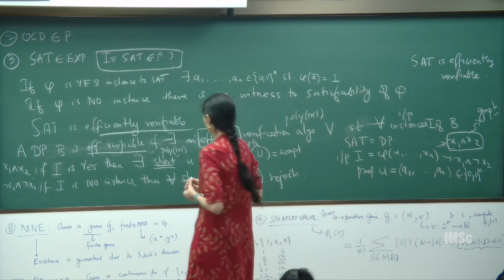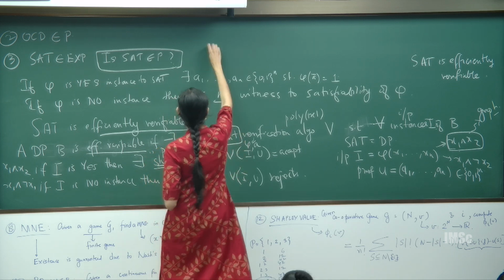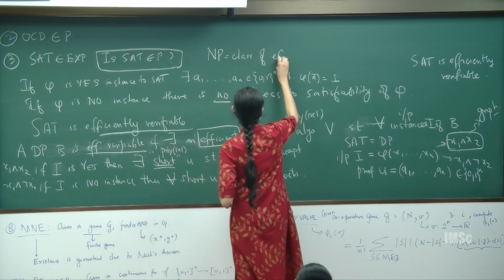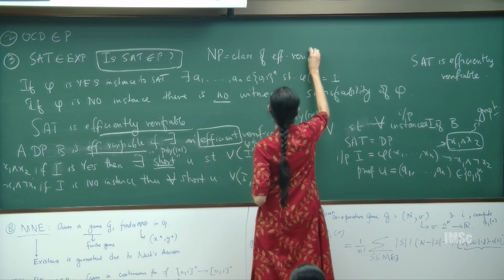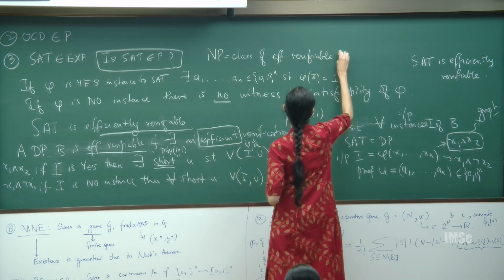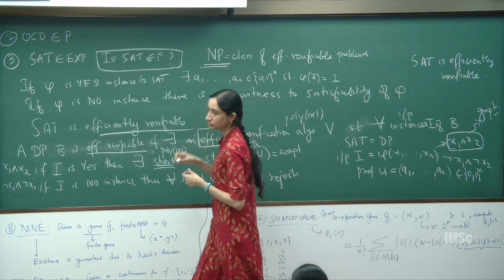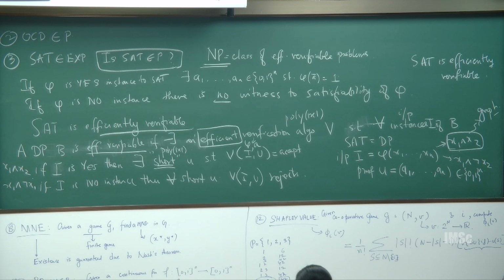Okay, so NP. Everything that is efficiently decidable is also efficiently verifiable. So that is something you have to check. I will give it to you.